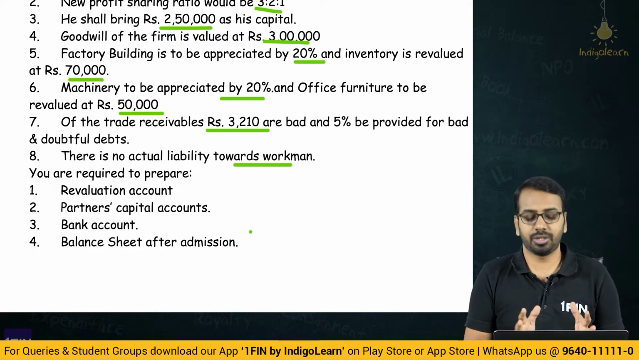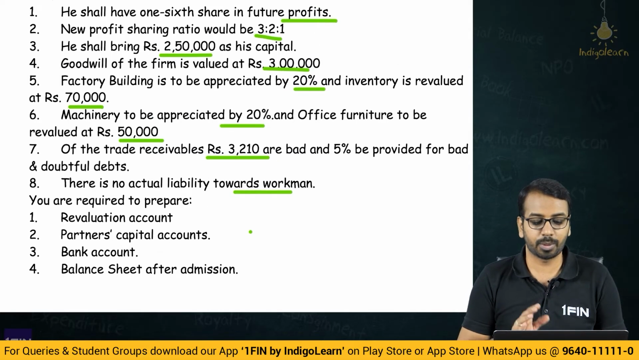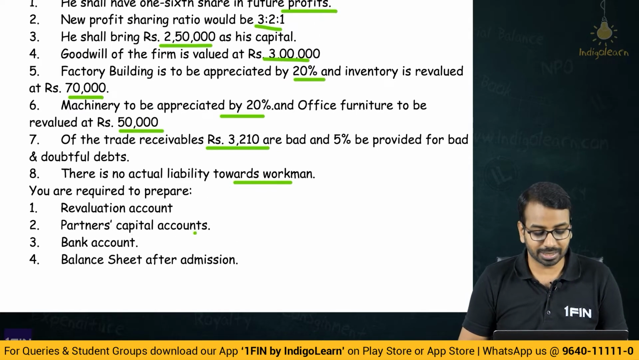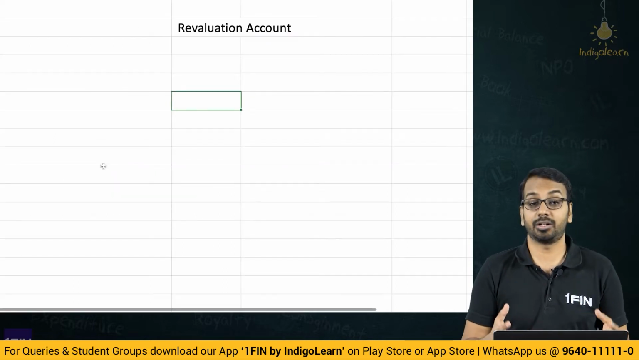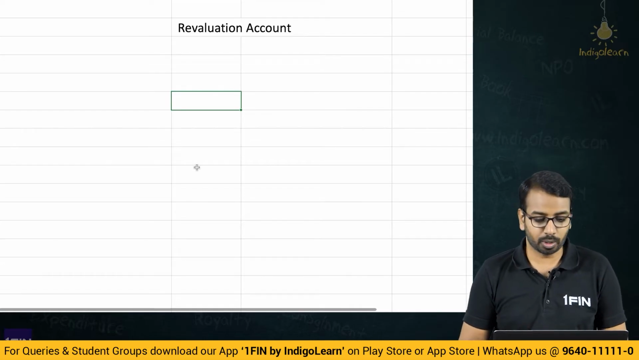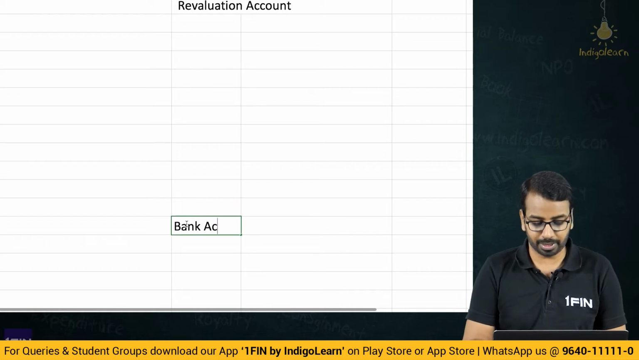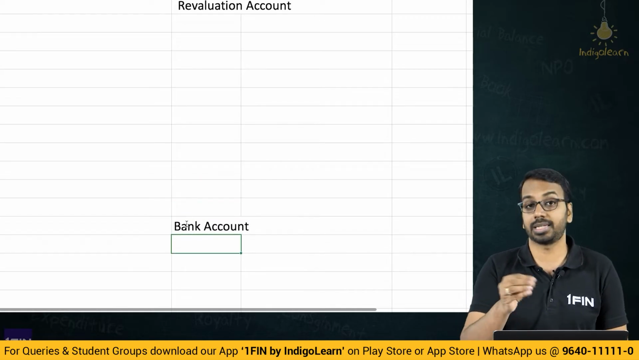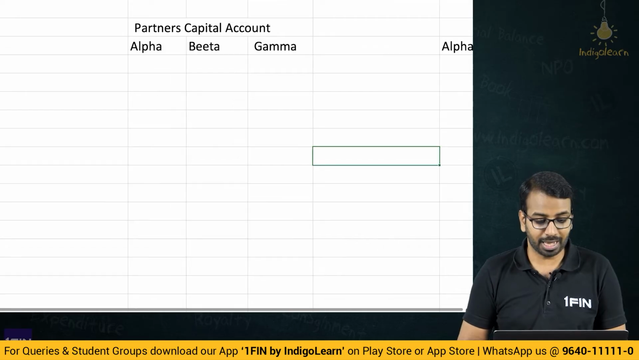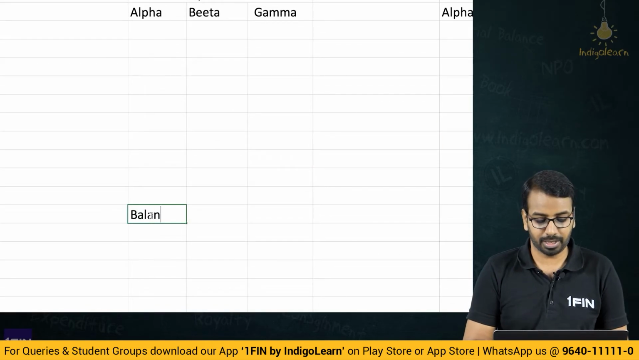Now in this entire question, other than the workmen compensation fund, there is nothing else which needs a specific treatment. So let us get on to preparation of revaluation account, partners capital account, bank account and balance sheet after admission. So now let's start looking at the adjustments and information and pass necessary entries, right? So what we will do, revaluation account, and here itself alongside it we will prepare bank account wherever we have to pass entries related to bank. Then we have the partners capital account and we'll have the balance sheet.